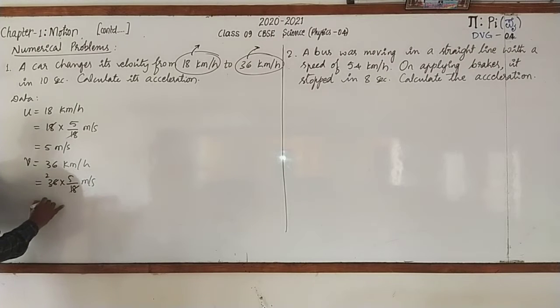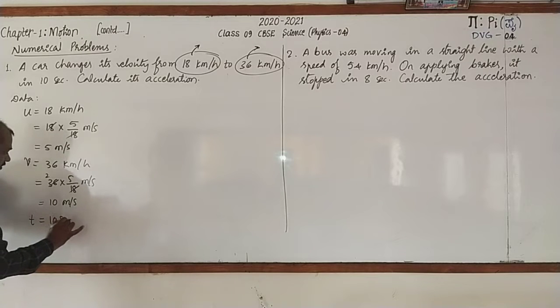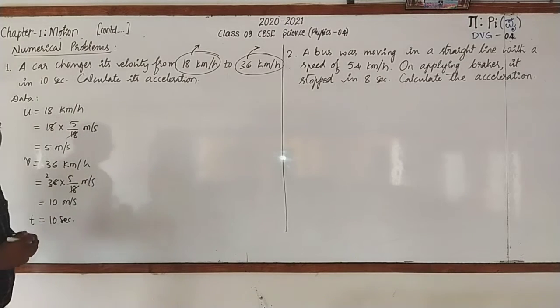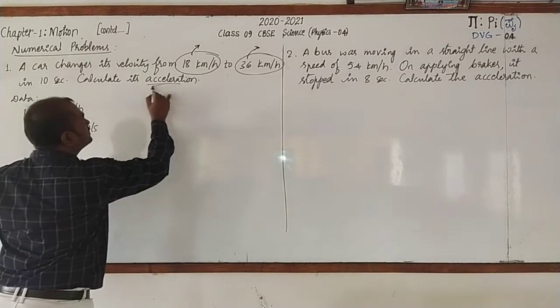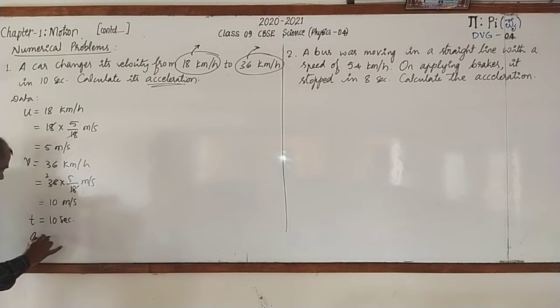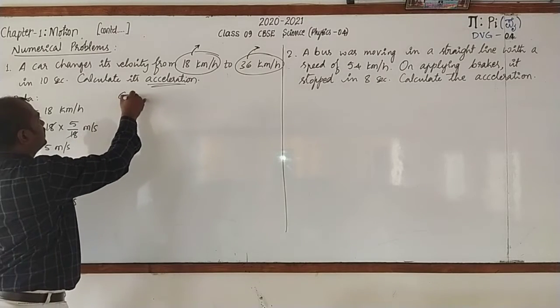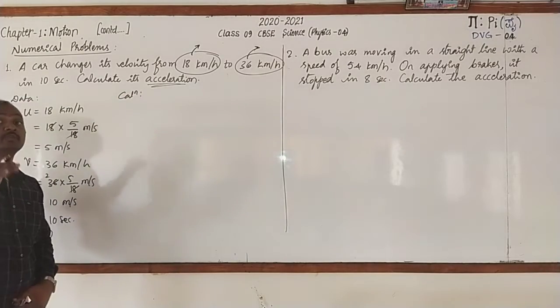1s are 2, 2 5s are 10 meter per second. Then what about time? Time is 10 seconds. What you are going to find out? It is acceleration, a equal to question mark. This is the given information. With this information, we have to calculate acceleration by using the formula.